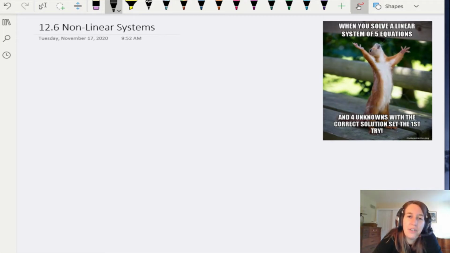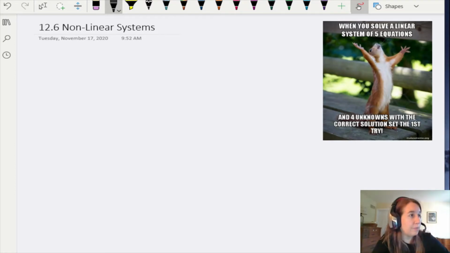Now we're going to continue solving systems, but this time the equations may not be linear. In other words, the variables x, y, etc. might be squared or cubed. So you're going to have some curves in your graph, and so you may have more than one solution. And we'll also look at the graphs to confirm our answers.